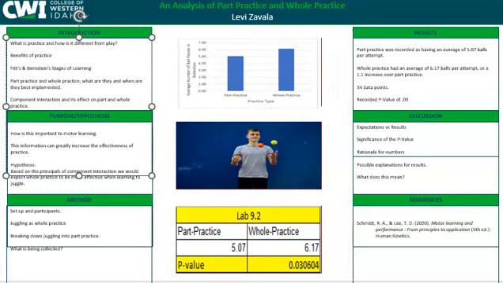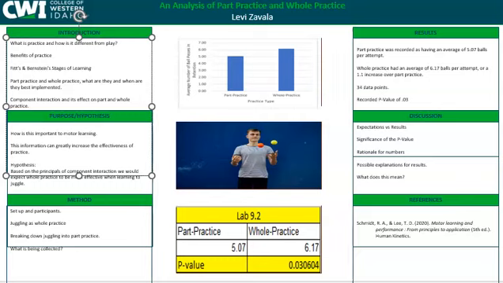The purpose and hypothesis. This is important in motor learning because it helps us understand how we can learn best and what's the most optimal way to practice. This can be used by coaches, physical therapists, medical professionals. I mean, it's applicable across a wide variety of careers and fields. And then the hypothesis for this is, based on the principles of component interaction, we would expect whole practice to be more effective when learning to juggle because of it being highly interactive.